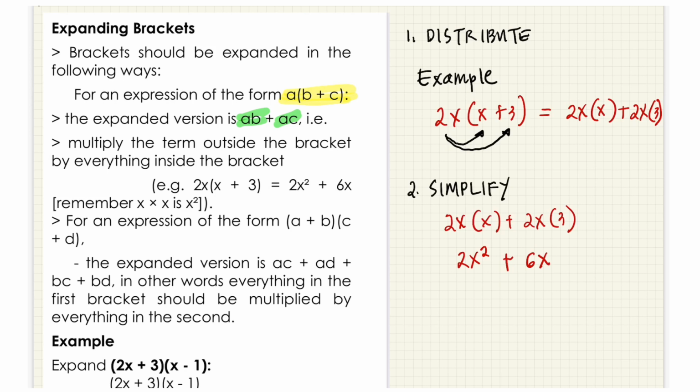Now you have to take note, guys. Once you multiply two variables like x times x, the result will be x squared. So in this example, we have two x's, so the result is x squared. Our final answer in this scenario is 2x squared plus 6x.